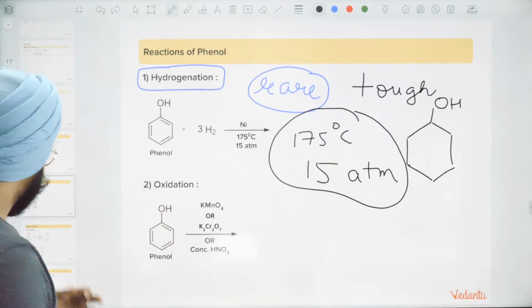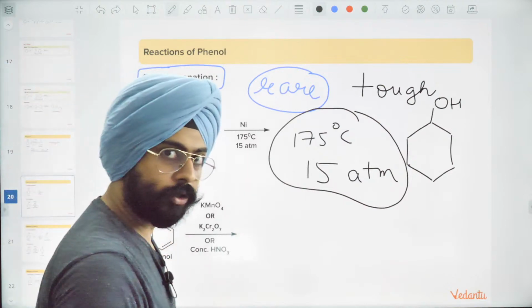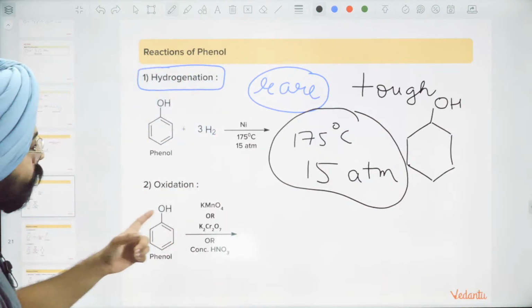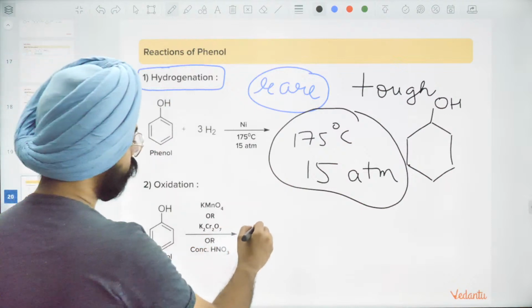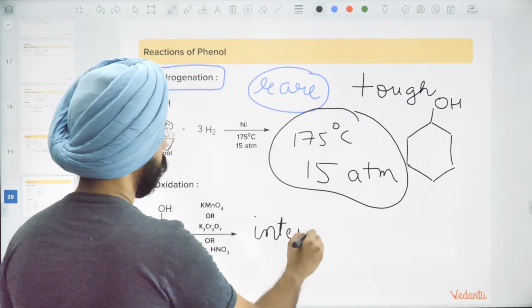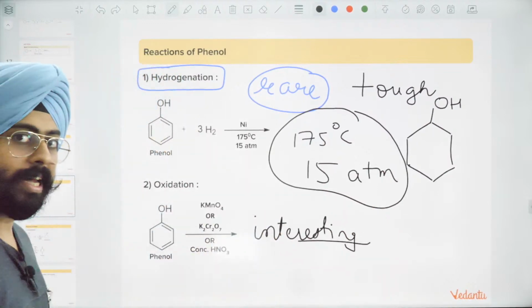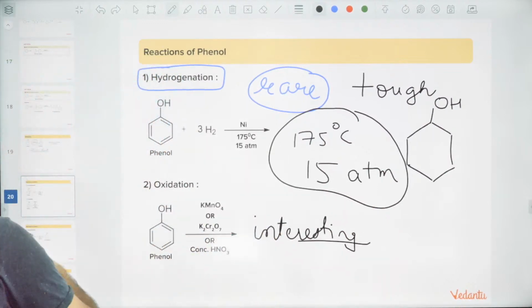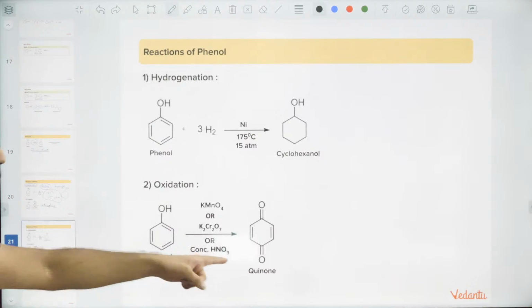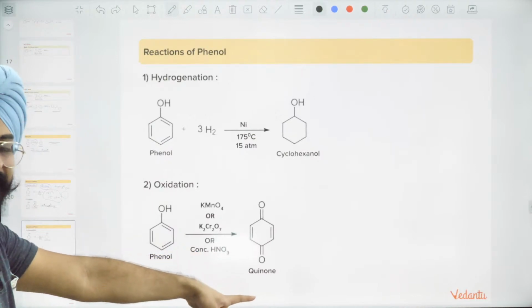Cool. Now there are oxidation processes of phenols as well, and the oxidation reaction actually gives you a very interesting product. Let me show that to you. Look at this. Do you see the structure? क्या ये structure दिख रहा है?